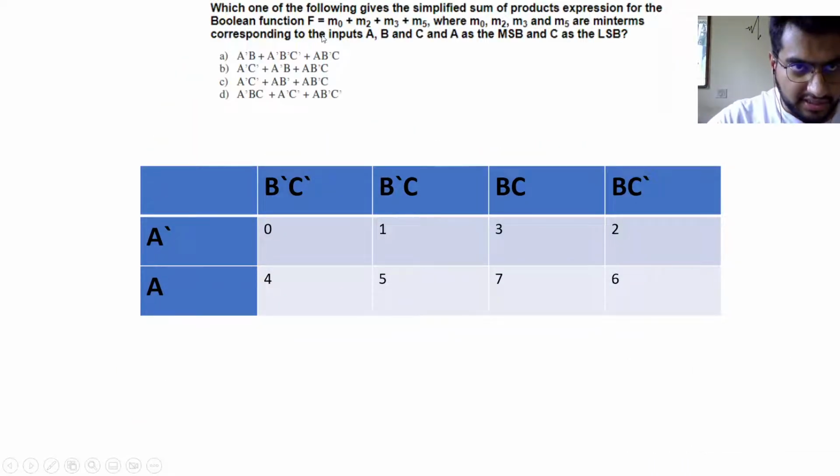Question number 8 states: which of the following gives the simplified sum of products (SOP) expression for the Boolean function f equal to m0 plus m2 plus m3 plus m5.